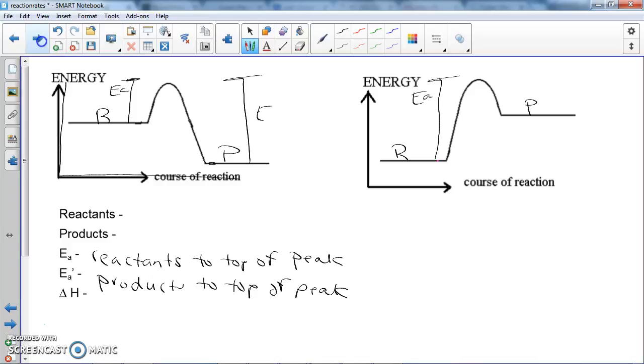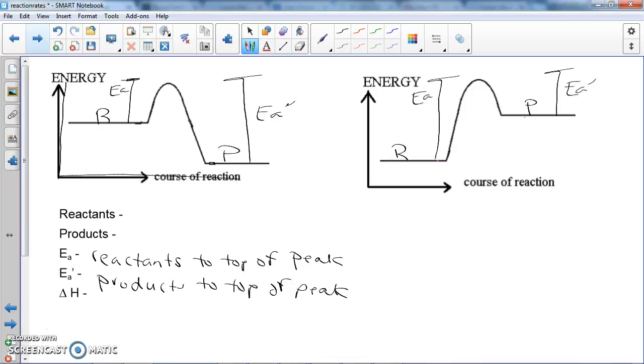Right, so this is E sub A prime. Same thing over here. From the, oops, I just did that wrong. Let me fix that. That's not what I meant to do. I need to go to the top of the peak. I was showing you actually delta H. That's E sub A prime, again, from the products to the top of the peak.